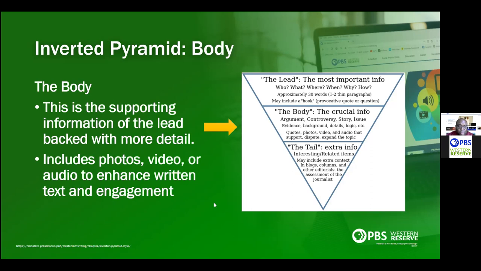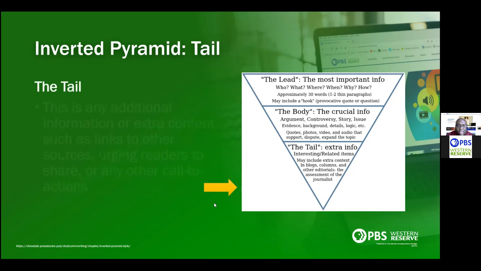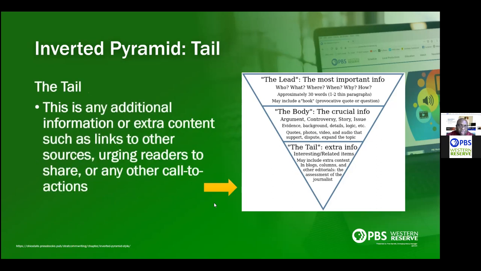Includes photo. Well, you can add photos to your body. So body contains a photo or video, what have you, or audio to enhance written text and engagement. Then you've got extra information. This is any additional information or extra content, such as links, other sources, or urging readers to share, or other calls to action. When you're adding a link, it might provide you extra credibility to what you're writing, depending on what you're writing.